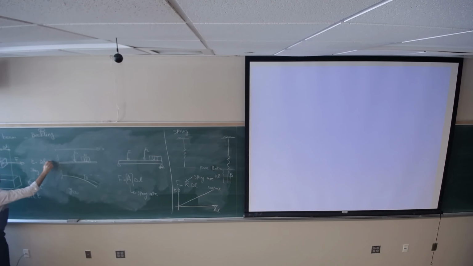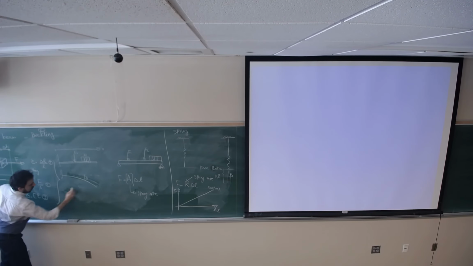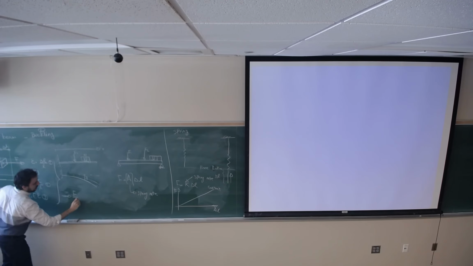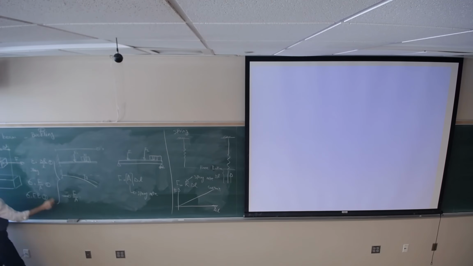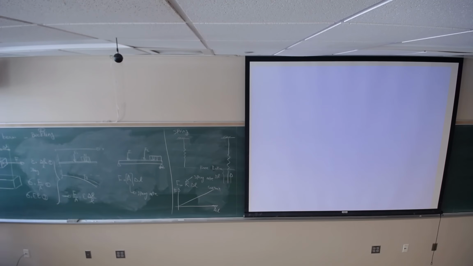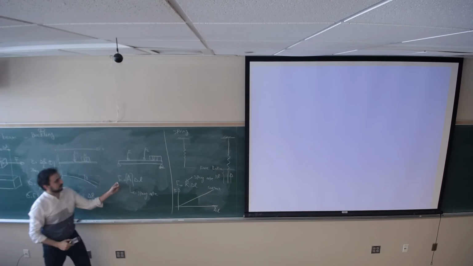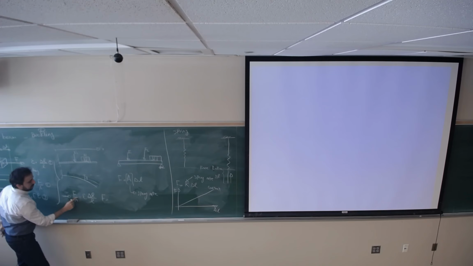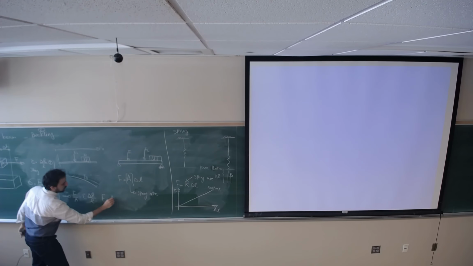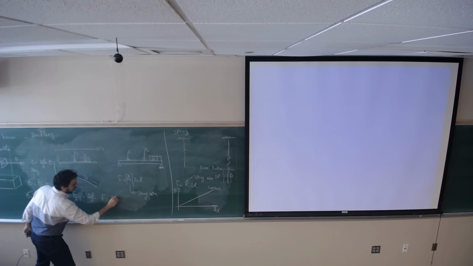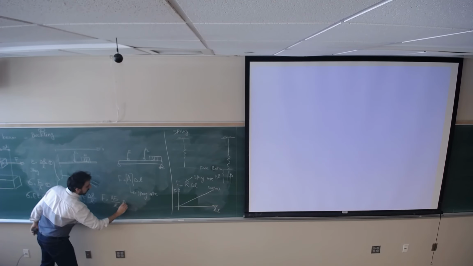So sigma would be F divided by A, and strain is delta L divided by L. Now I make this equation something look like this. I keep force on one side and move A to the other side: A times E divided by L multiplied by delta L.